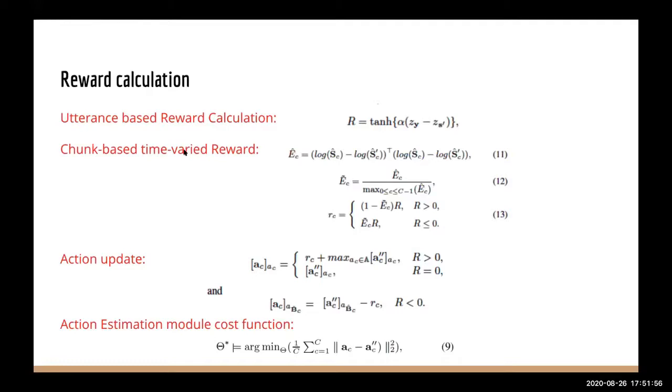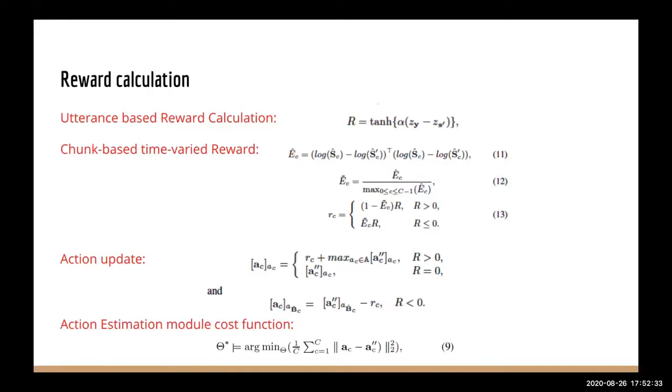The second one would be a chunk-based time variant reward. In addition to our utterance-based reward, big R, we also consider the chunk-based reward because the action for each chunk vector may contribute differently to the enhanced speech, which may give positive contribution to the ASR. So the author created this reward. As you can see here, EC hat in equation 11 is the weighting factor. It's between 0 and 1. It is the normalized square error at this chunk.